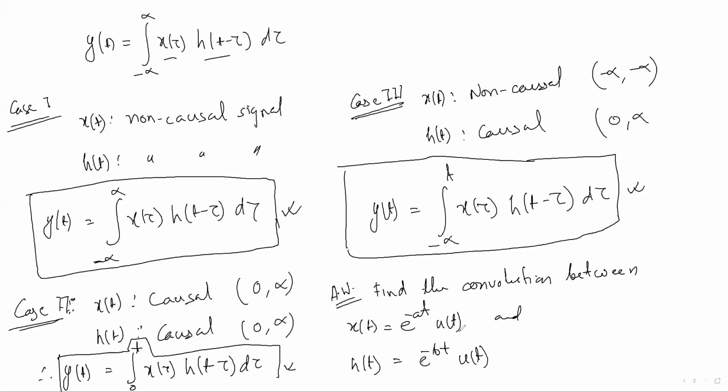The signal is this. So you can see here multiplication of u(t) is there. So both the signals are causal. So you apply this causal signal case, the second one, and try to solve this numerical. Okay. Let me know if you finished.